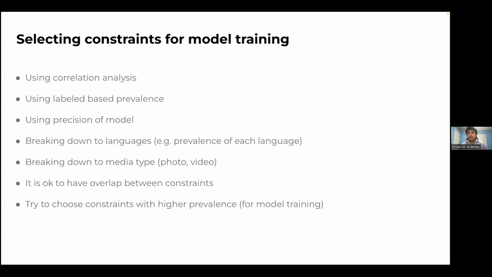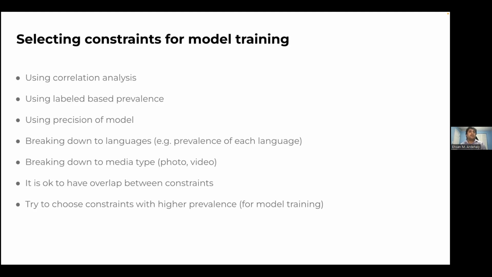And using the label-based prevalence, that's the one that I already explained. You can use the precision of the model. Let's say, for example, if you know that the precision of the model is 70%, that means if we sample posts predicted as positive, 70% of them are positive. We can break it down to languages and use the prevalence of each language. We can break it down to photos, videos, or body type. And it's also okay to have overlap between these constraints, so we shouldn't worry about that.